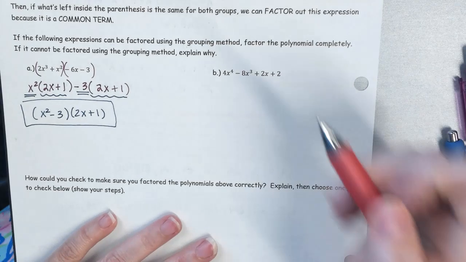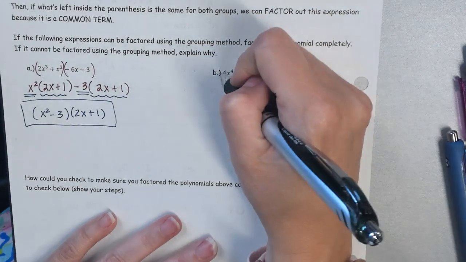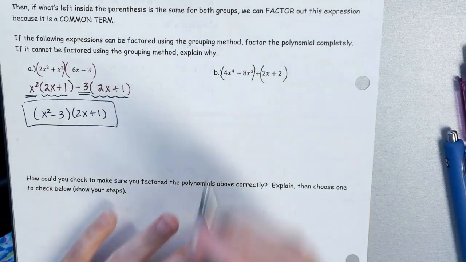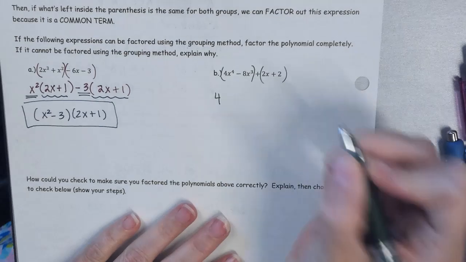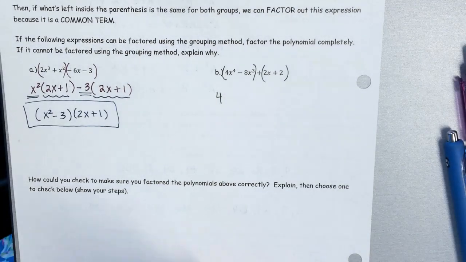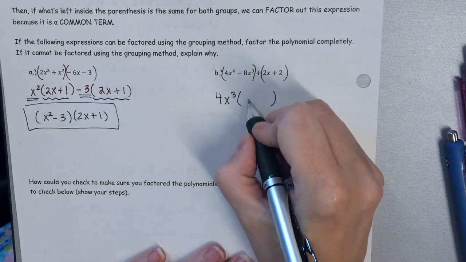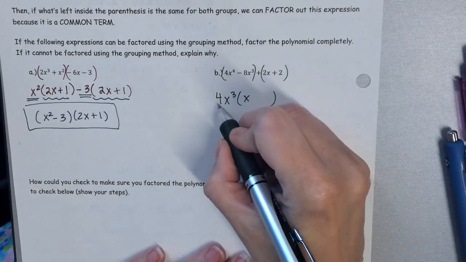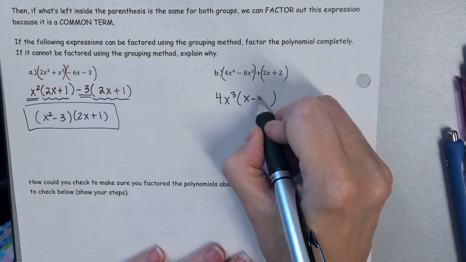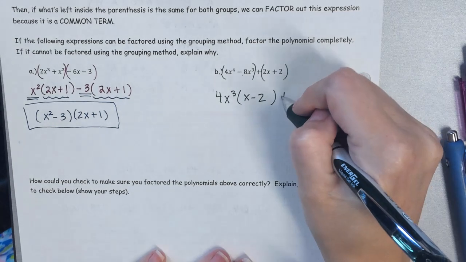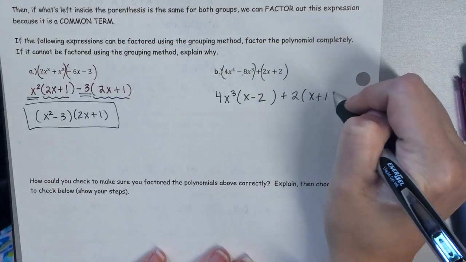All right, so now let's look at part B. So again, we're going to start with our factoring. So 4 and 8, I know I can take out a 4. X to the 4th and x cubed, how many x's can I take out? X to the 3rd. So this would give you x. Negative 8 by 4 is going to be negative 2. And then what can I take out of 2x plus 2? A positive 2. So that would give me x plus 1.